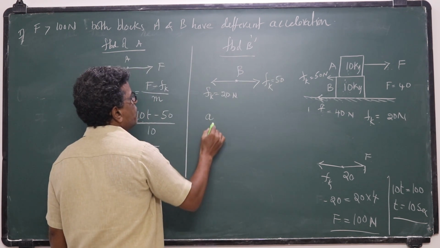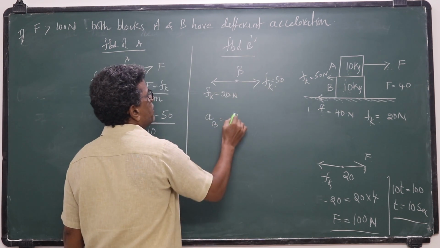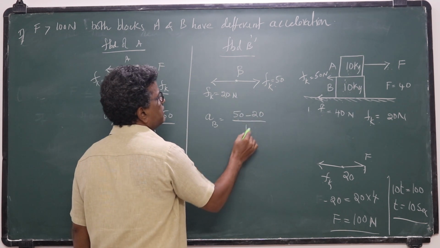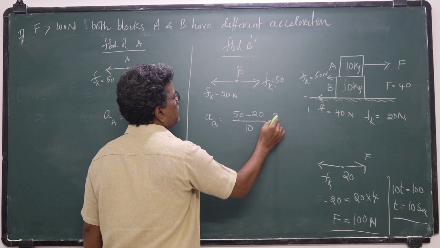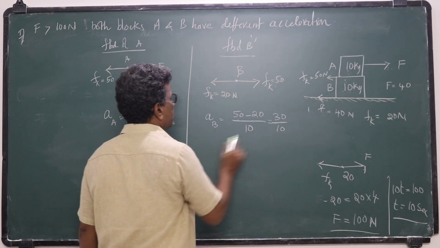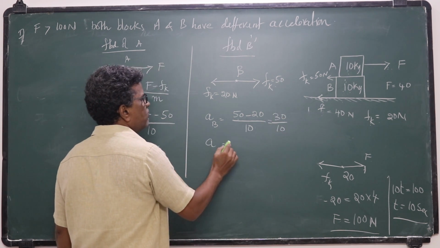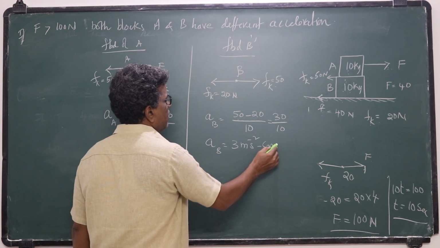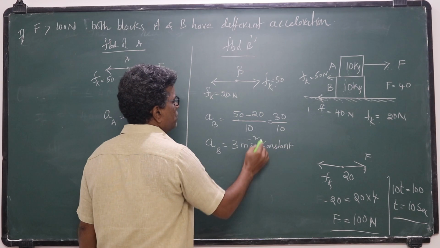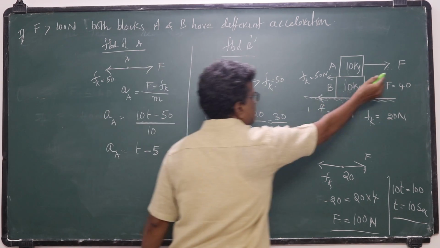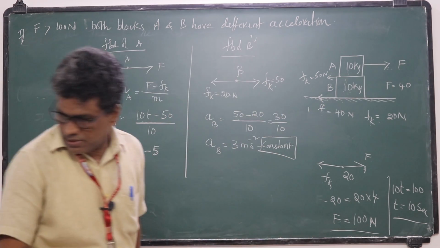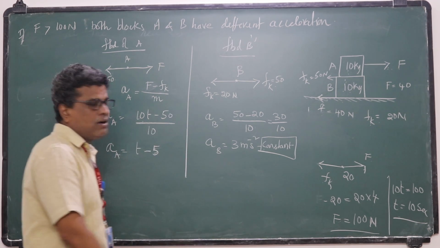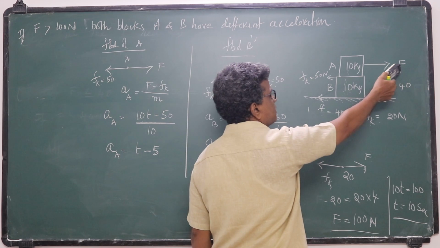So what is the acceleration of B? This is 50 minus 20 by its mass 10, that is 30 by 10. That is, acceleration of B is 3 meters per second squared. It is a constant value. It won't change after further increasing F. This is the story of the variation of F and the frictional forces.